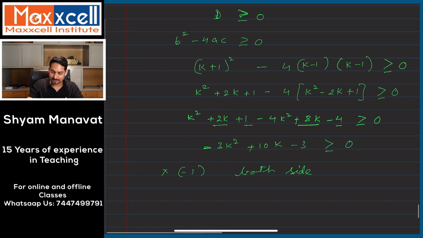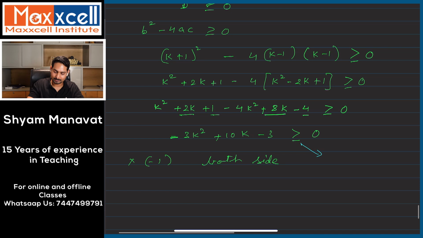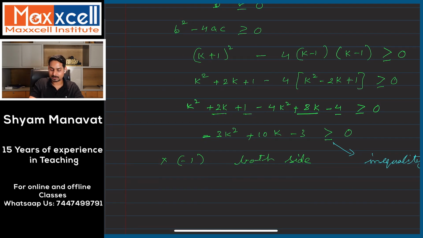Now we have entered into inequality here. ये कहाँ पहुंच गए हम लोग? Inequality में. अब inequality का कॉन्सेप्ट लगाओ. Inequality का कॉन्सेप्ट क्या लगाओगे? That if you multiply by a negative number on both sides, then the sign of inequality changes. So you have 3k square minus 10k plus 3. Now this will be less than or equal to 0.